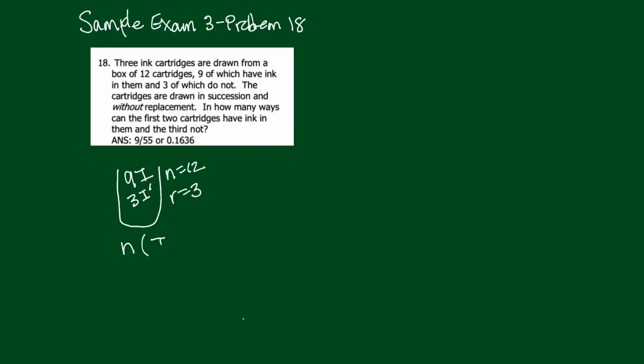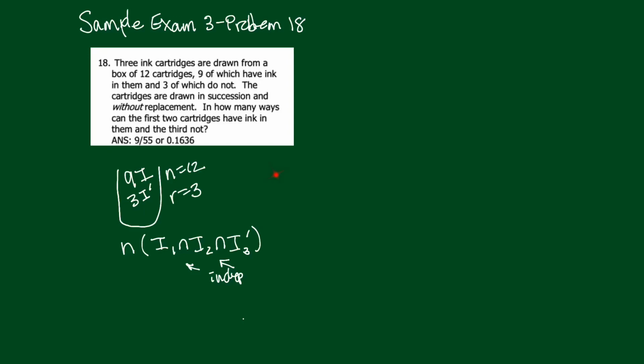So here's how I'm seeing this. I want the first one to have ink and the second one to have ink and the third one not to have ink. So I have ands. So I ask myself, are these independent? And they are not, because we have without replacement. So the sample space is going to change.